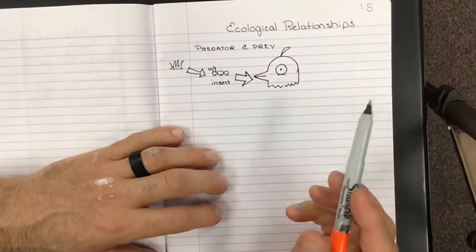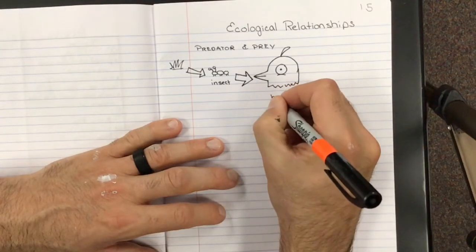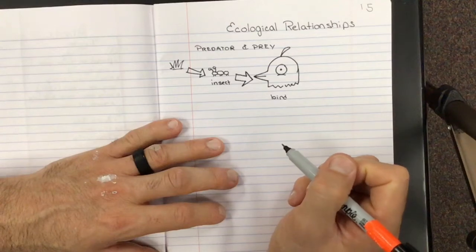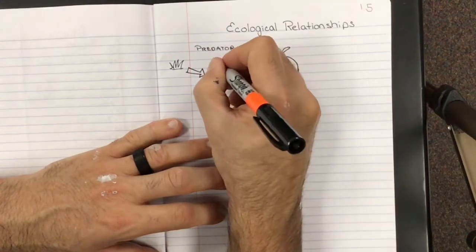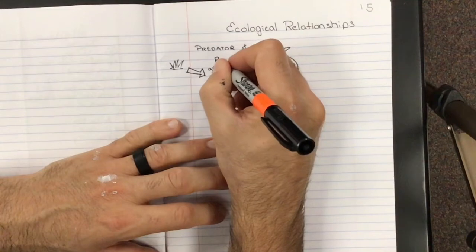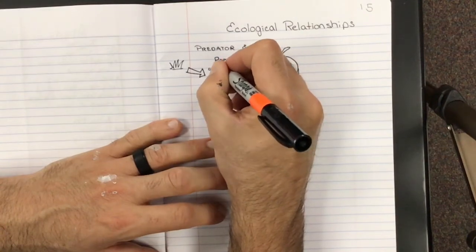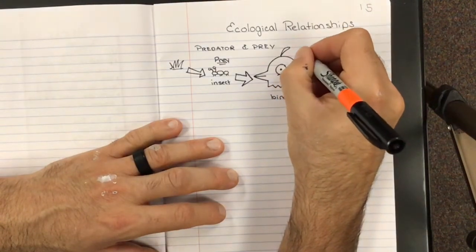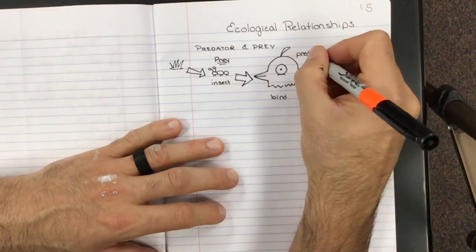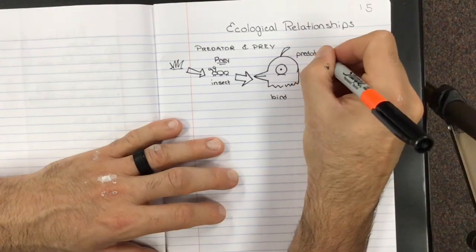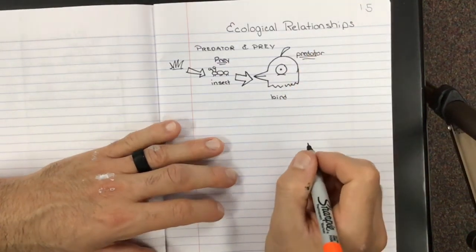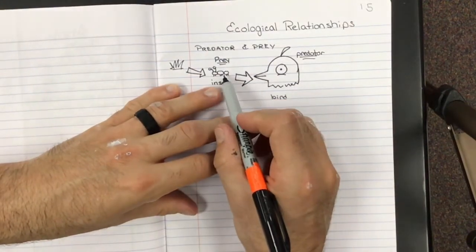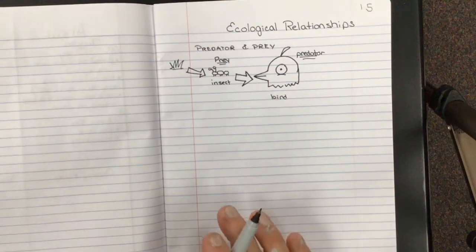Now we have a predator-prey relationship because the bird is the predator and the insect is the prey. Okay, so we'll go ahead and put prey here. And over here we have a predator. But it doesn't end here. The bird's the predator because it eats the prey, and that's the relationship we're talking about.